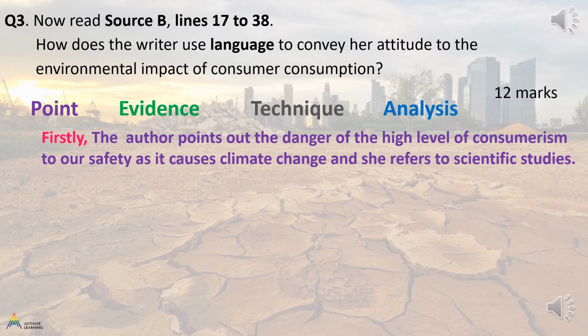The author points out the danger of the high level of consumerism to our safety, as it causes climate change, and she refers to scientific studies, although she doesn't quote them. This statement starts with a signpost word, firstly. Try and use these if you can, as it helps to guide the reader through your work. The point is shown in purple and the technique is shown in grey. The evidence, i.e. quotes, are shown in green, and the analysis is shown in blue.